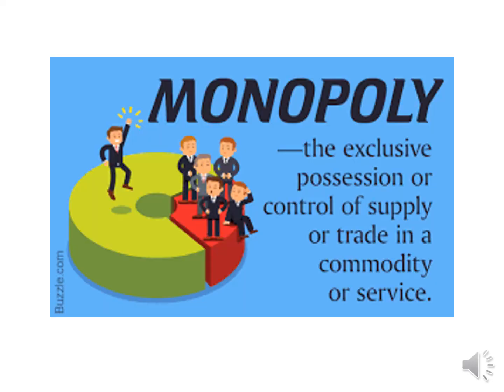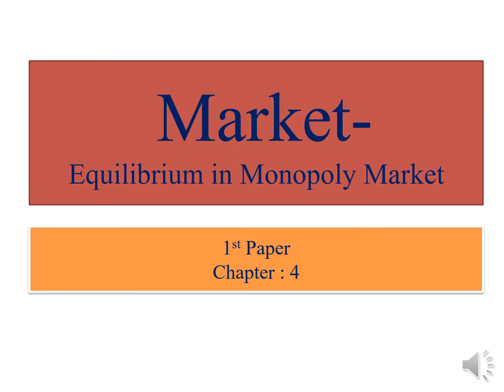Let us see what is monopoly. Monopoly is a situation where there is only one seller and so many buyers. So in a monopoly, the seller has exclusive control of supply or trade in a commodity. This is chapter 4 from first paper, and our class is mainly concentrated on the equilibrium in the monopoly market in different situations.